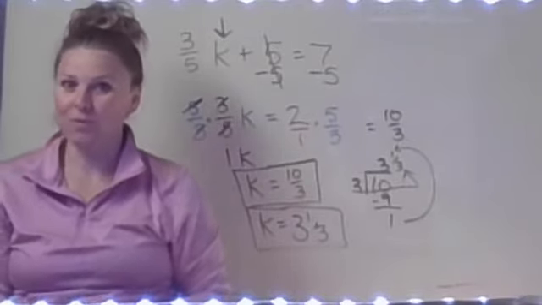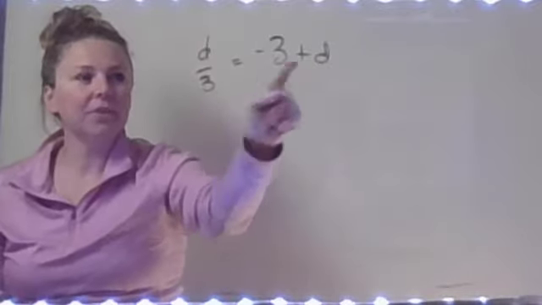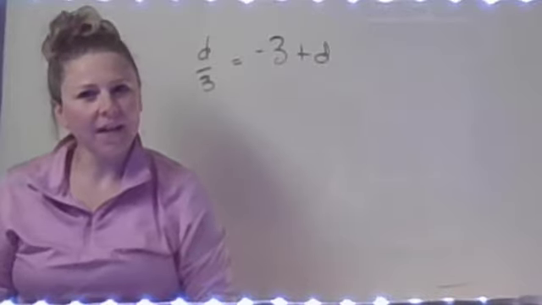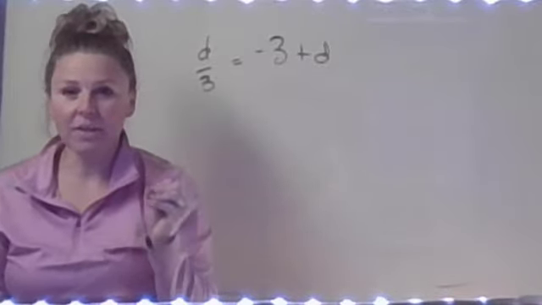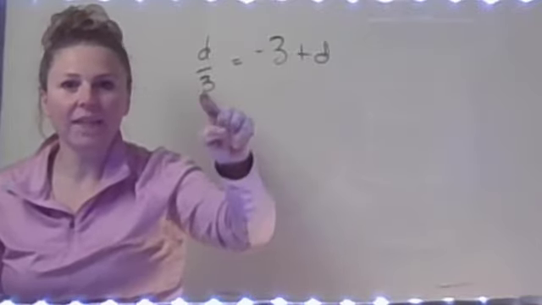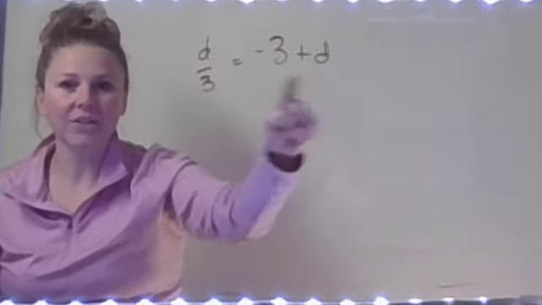So we're going to become one-word fractions today. Next problem, d over 3 equals negative 3 plus d. Now, there's a d on both sides. That's kind of weird. The letters want to be together. The numbers want to be together. So these are actually like terms. So we're going to move the letters together.